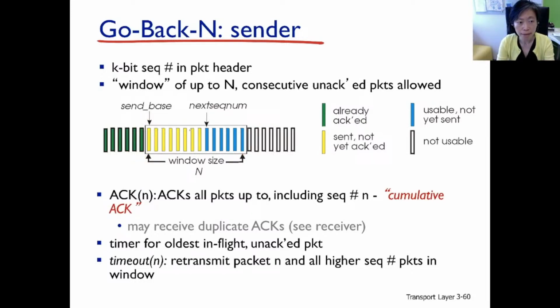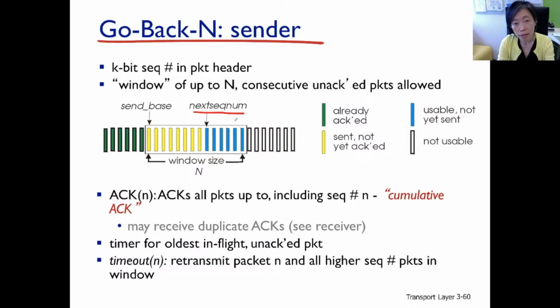Just to make sure that it's clear, send base is the variable in the Go-Back-N sender that always points to the base of the sending window, which means it's always the first yellow packet's sequence number. So the send base will only be changed when the first yellow packet is acknowledged and turned into green. Send base can no longer be pointing to a green packet, and as a result, it needs to be moved to the sequence number of the first yellow packet now. And you see the window here is sliding over by one.